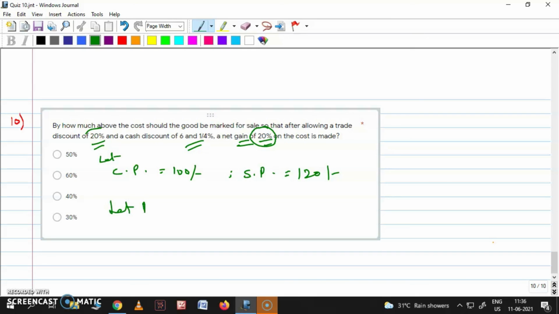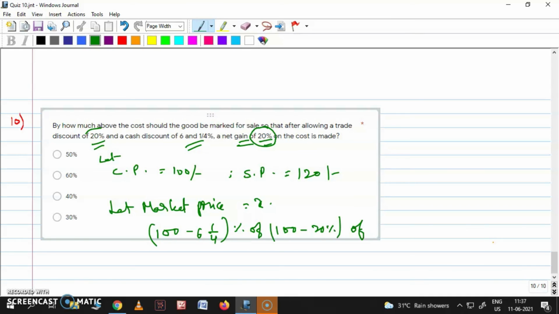But now again, let the market price be X. Then what will happen? What are the discounts he has given? 100 minus 6 and 1/4 percentage, and 100 minus 20% of the market price X, which is equal to 120. So this is the concept.